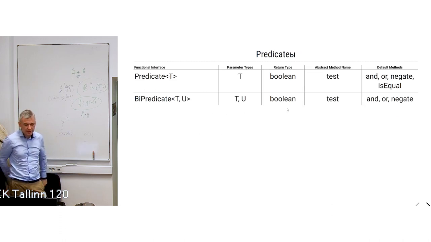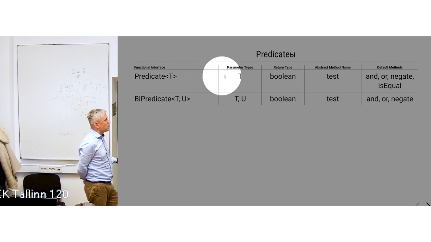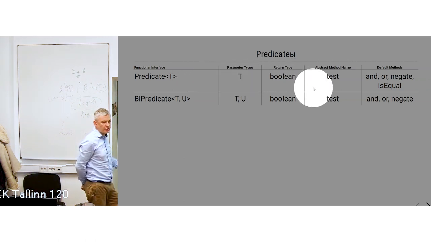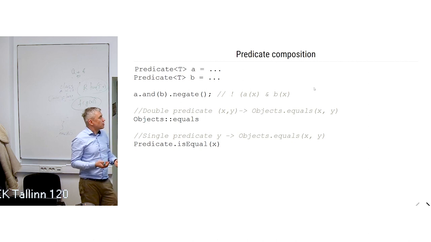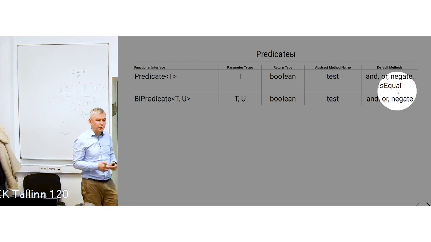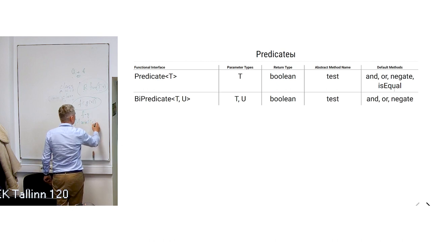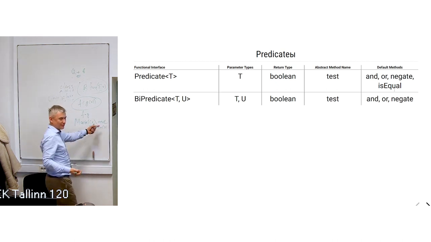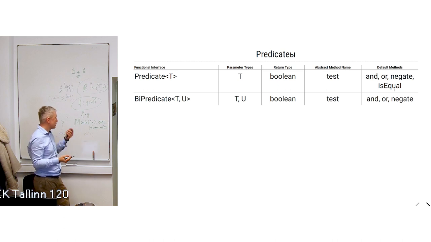And predicates. Predicates, as I told you in the very beginning, are just functions that take some parameter, any parameter, and return boolean. I think now it's clear for you. Predicates can also be composed, and with predicates you can compose a predicate with familiar functions like AND, OR, NEGATE, for example, X is mortal AND human X, or just OR human X. It will just be a different predicate. You understand how it works.